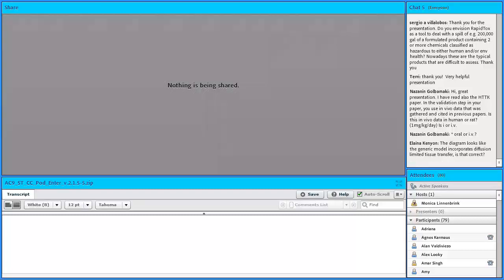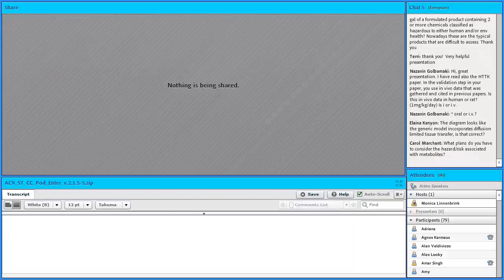They want to know, they've also read the HTTK paper. In the validation step in your paper, you used in vivo data that was gathered and cited in previous papers. Is this in vivo data in human or rat?